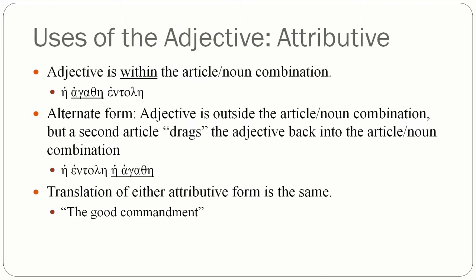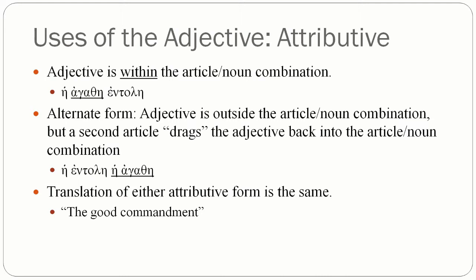All of these are nominative, they're all singular, and they're all feminine. Therefore, this is an adjective phrase. Everything agrees. And so have a look at this. The article is he. The noun is entole. And agathe is the adjective, and it's positioned in between that article and the noun.